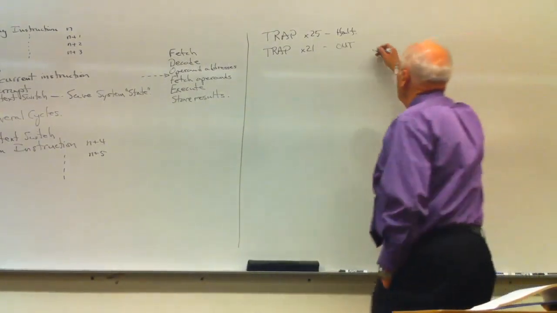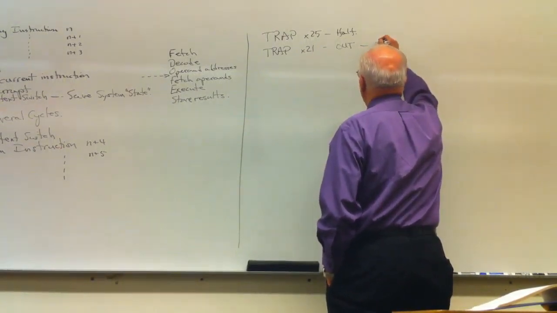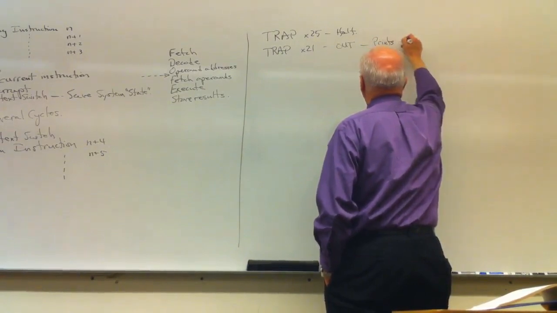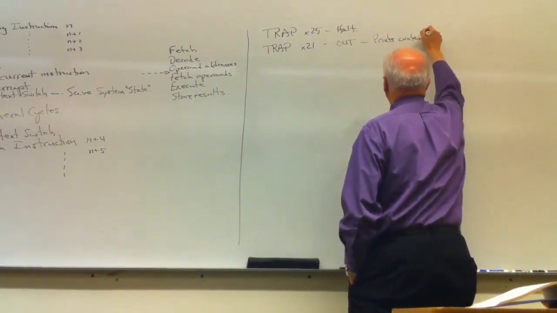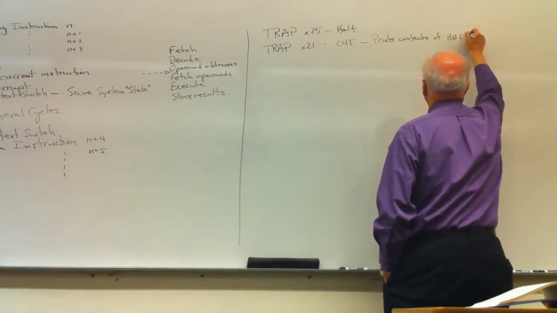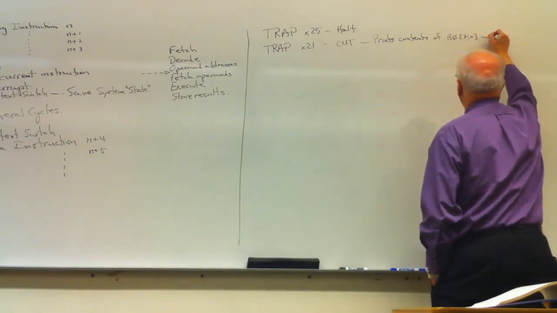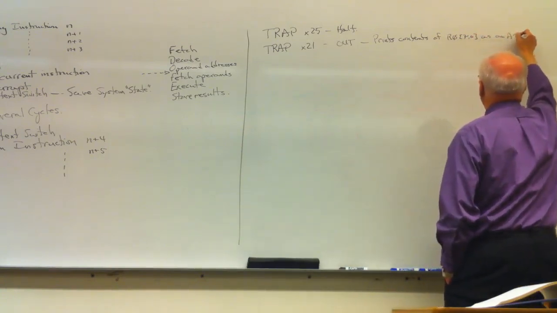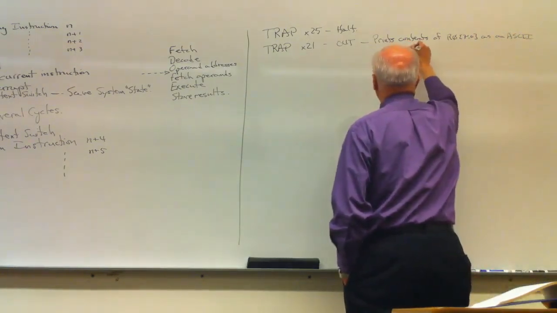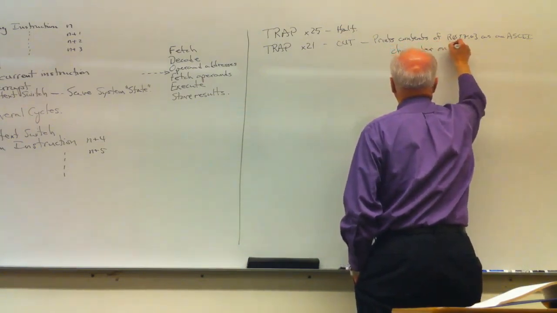What OUT does is it prints the contents of register 0, bits 0 through 7, as an ASCII character on the display.